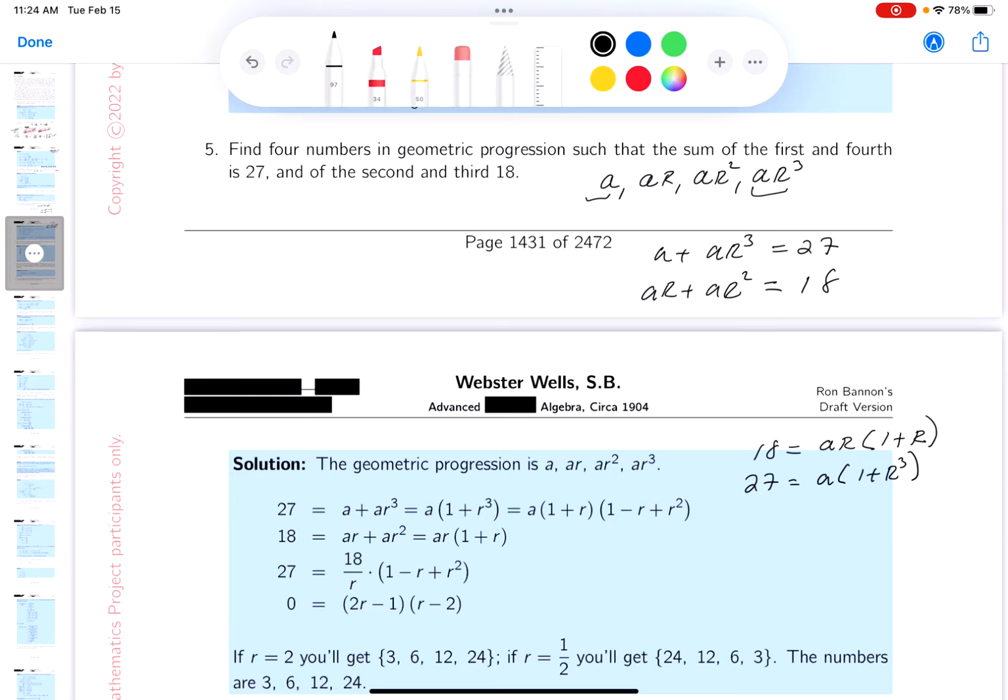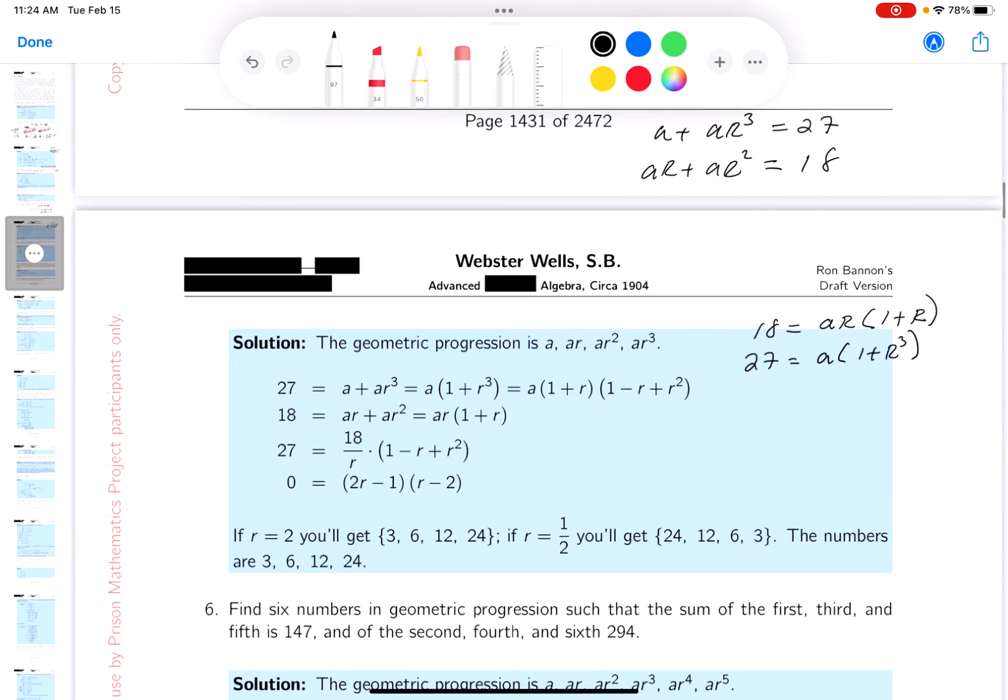Now I'm starting to realize that that can also be factored. Let me write that down. 27 equals A times 1 plus R, and then you would get 1 minus R plus R squared. All right, let me get my eraser out, and I'm going to erase this over here. I don't need it anymore. I fully factored it. So why would you have done that?